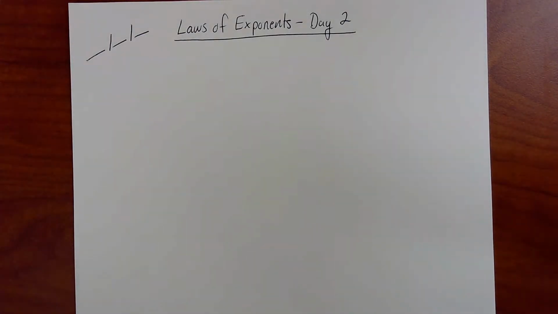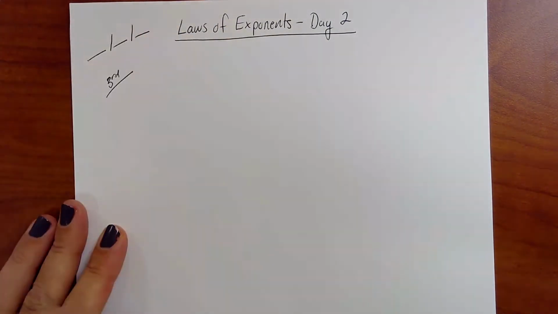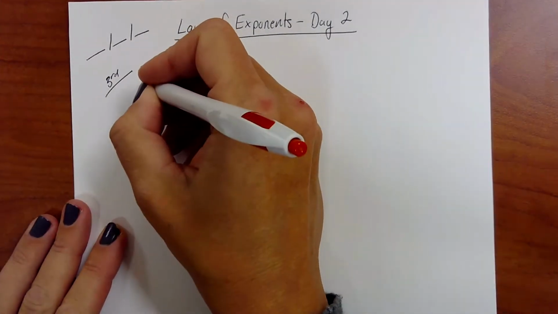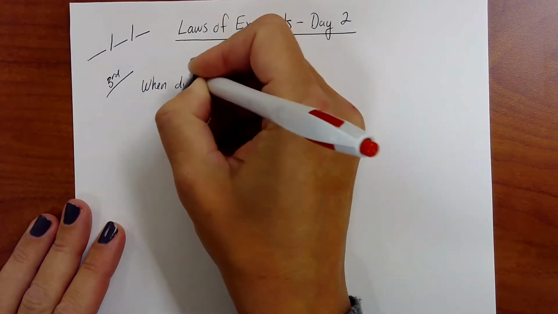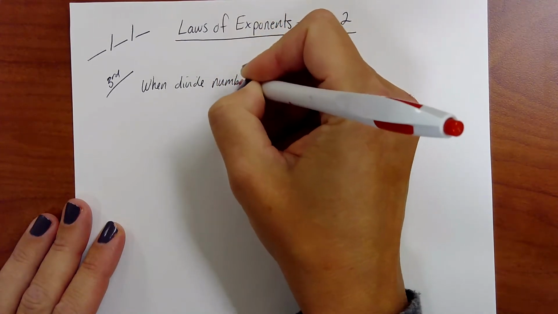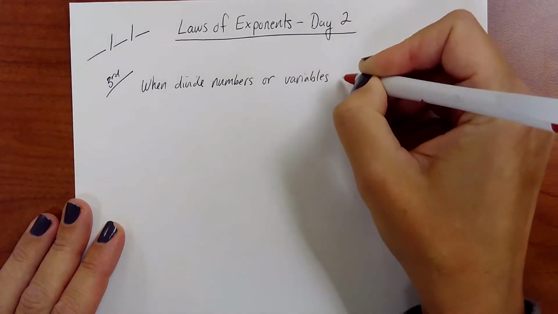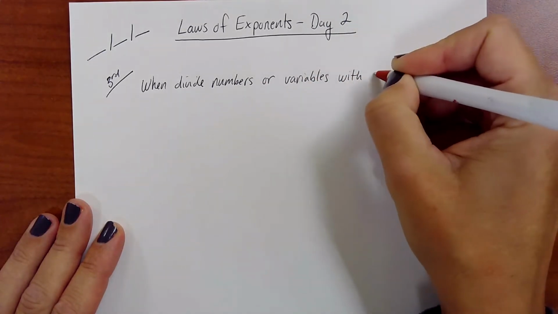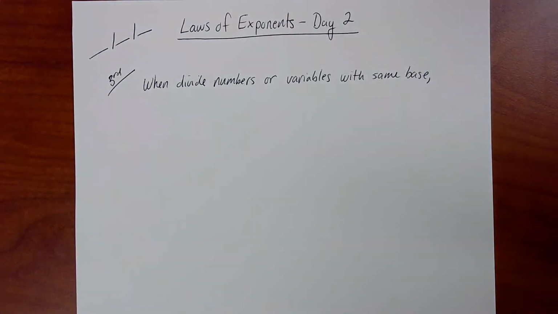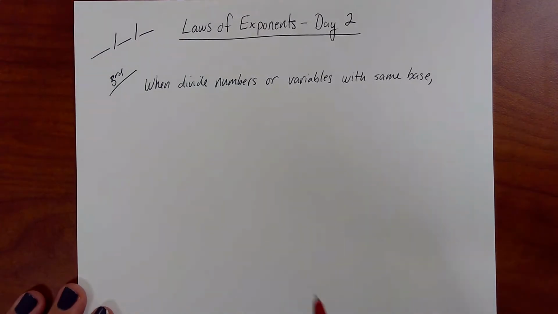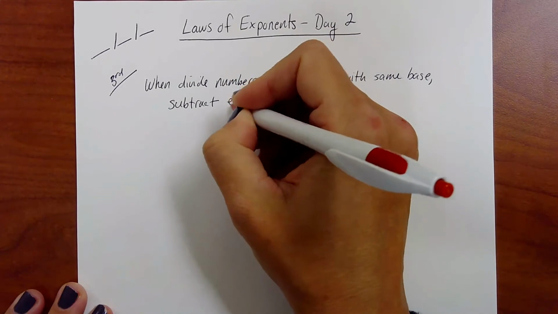All right, laws of exponents, day 2. So we're up to the third law, and here's what it says. When you divide numbers or variables with the same base, always the same base, you're going to subtract the exponents.